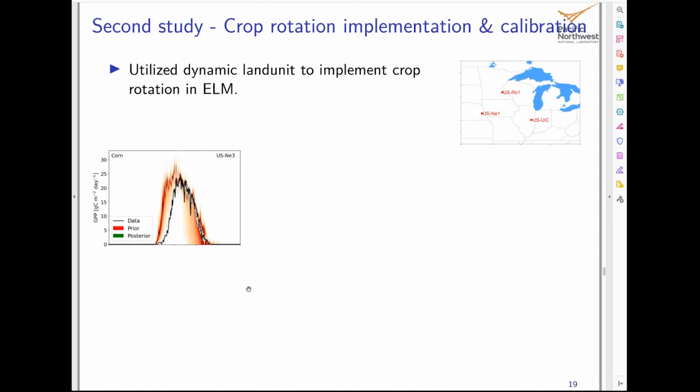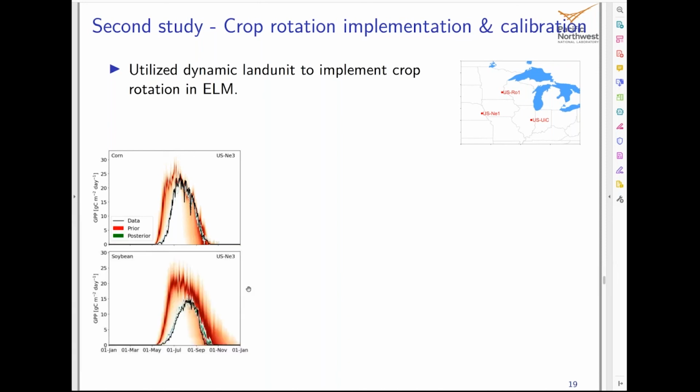Apart from corn, we also calibrated soybean for the same site. And you can see just by comparing the two plots, just looking at the black flux observations, the soybean has very distinct, much lower GPP values and a seasonal shift. The way the leaf increase in the GPP occurs is very different than that for corn. However, the model does capture the differences across the two crop types quite well, because both the crops are quite well calibrated in the model.